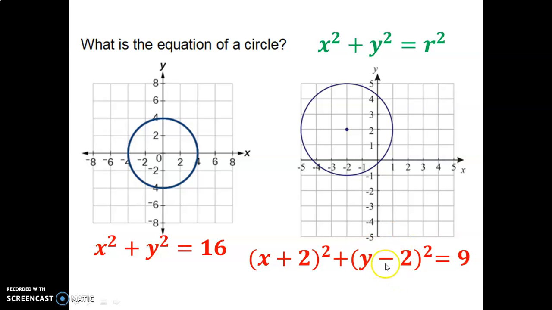Notice normally y would show the direction we travel, but in this case we do the same thing to it as we did to x, because it's squared. So it moved up 2, but we put -2 here. Equals 9 because the radius was 3. So 3 squared is 9. Okay, that's how we write the equation of a circle. There's the general form then: x minus h squared plus y minus k squared equals r squared, h and k being the center of your circle.